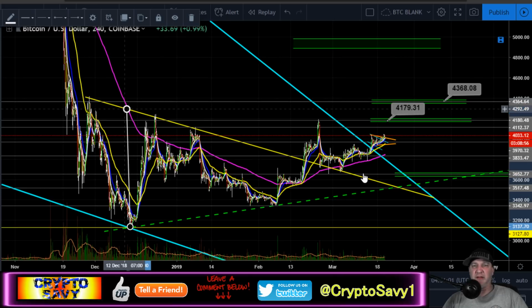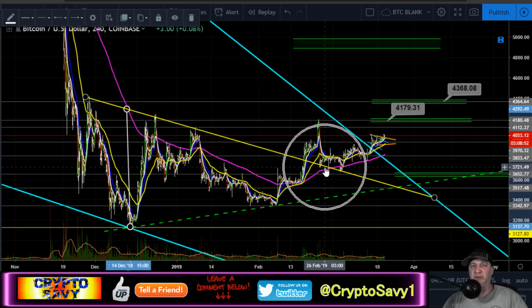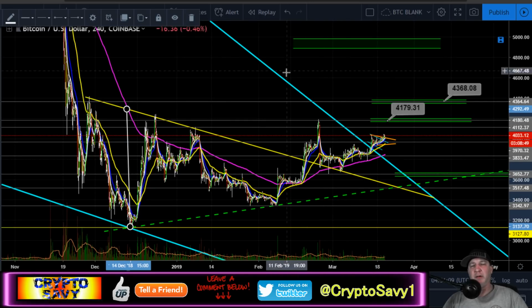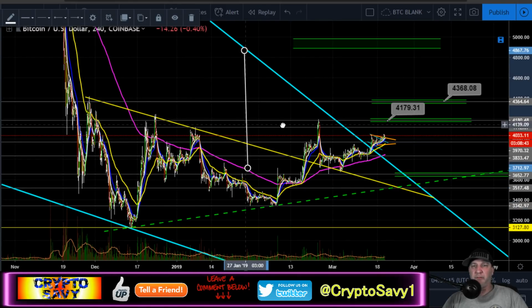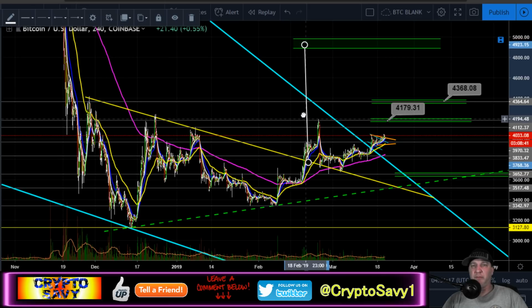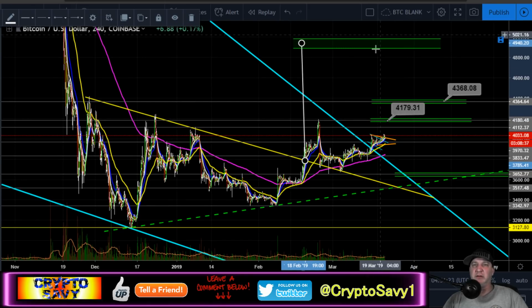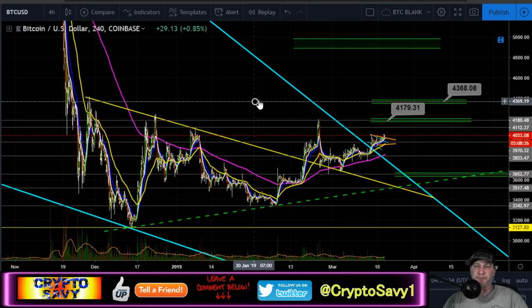And as you can see, I had this symmetrical triangle drawn here that we broke out of, came back down, tested for support twice, got support, and broke through this falling wedge here. So I'm going to bring this up to where we broke out, and that's what gets me to this $4,900 range, guys, that I have in here. And I have it a little widened between the 49 and the 5,000, right in that area. That's where I have that target.